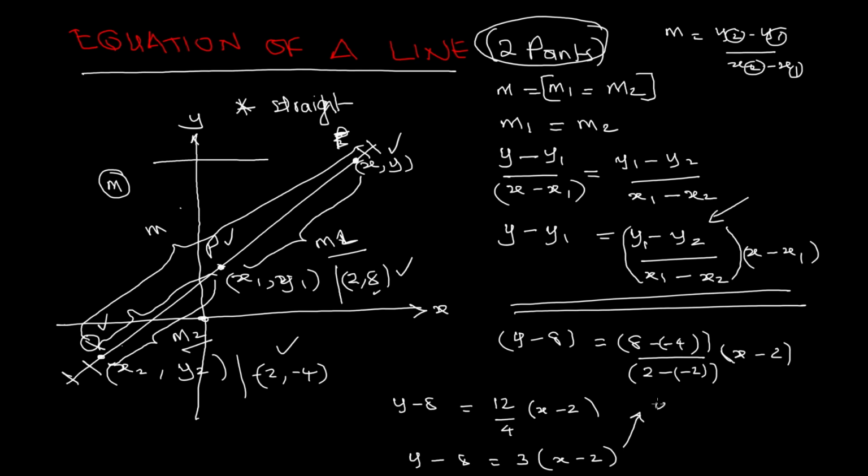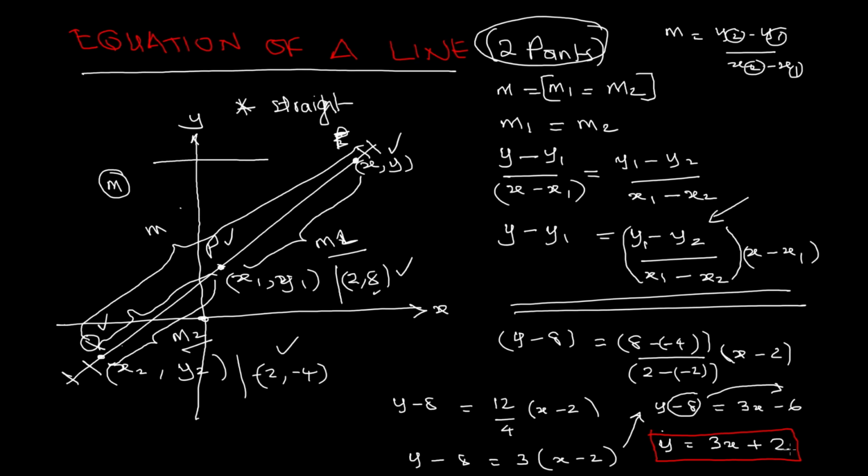This becomes y minus 8. And then this becomes 3x minus 6. We need to be very careful with our signs. So that becomes now y equals. Now this moves to the other side and becomes positive, so that's positive 8 minus 6. That gives us 3x plus 2, and that will be our equation of this line.